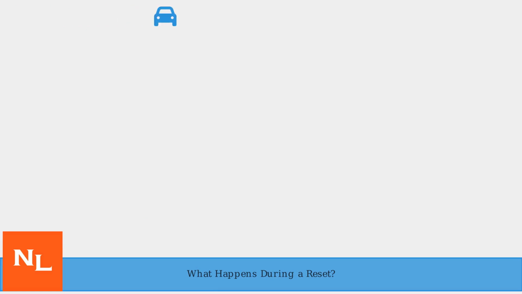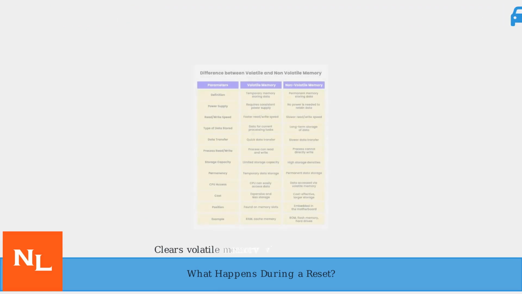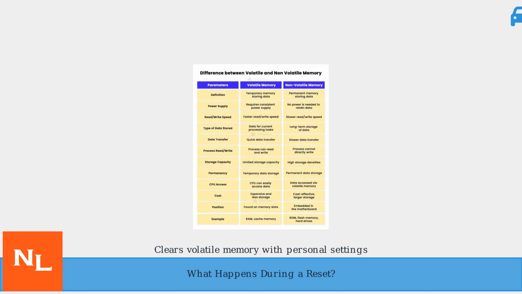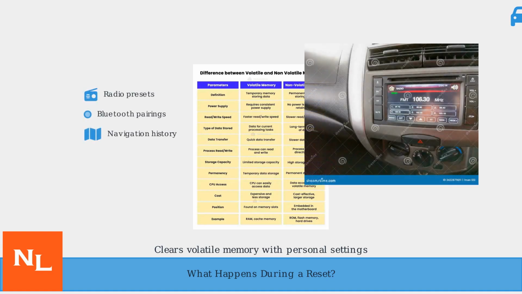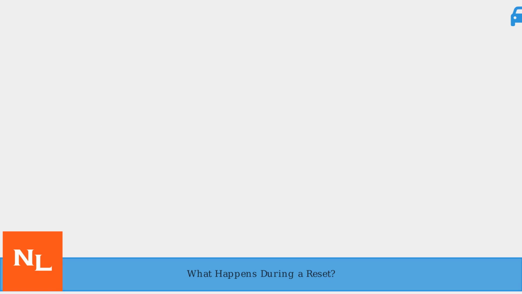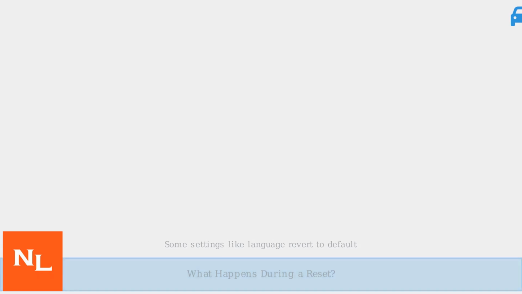During the reset, the system clears volatile memory containing your personal settings. This includes radio presets, Bluetooth pairings, and navigation history. Importantly, the reset doesn't affect permanent vehicle data or engine and safety systems. Partial resets for just radio settings might be possible on some trims, while others perform a full system wipe. Be aware that some settings, like language, may revert to default and require reconfiguration.